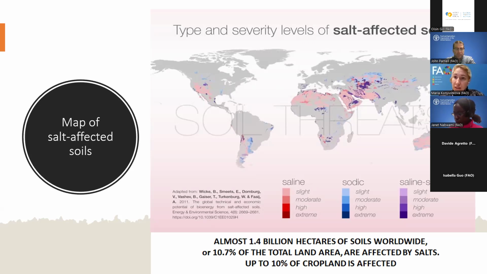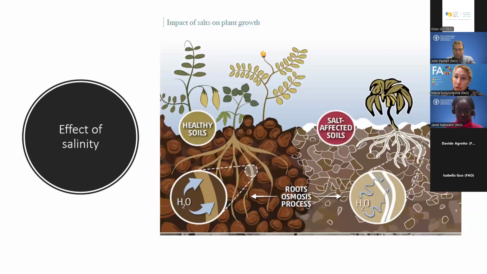So according to the latest estimates performed by FAO in the last years, now we have the updated numbers about the total area of salt-affected soils, which says that we have almost 1.4 billion hectares of such soils worldwide, which makes almost 11% of the total land area affected by salinity and sodicity. And if we look deeper into the areas of cropland, there we can see that 10% of the total cropland is affected by salinity.